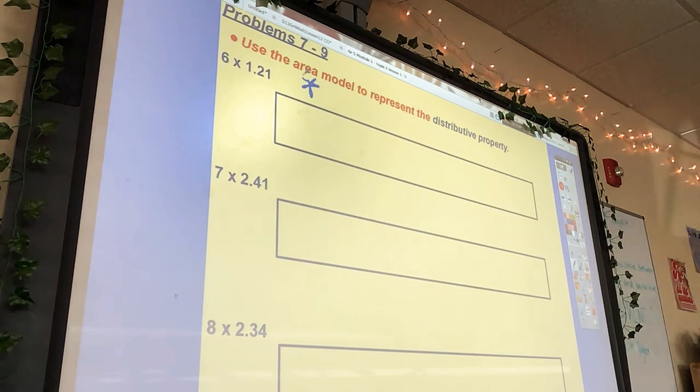So draw a rectangle for your area model, and then remember to split it up.